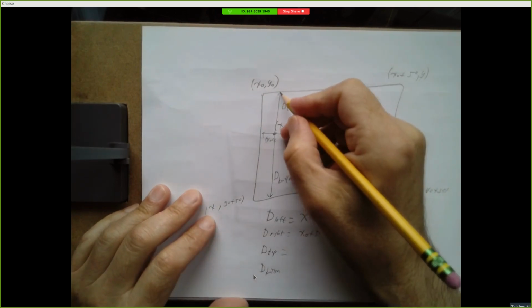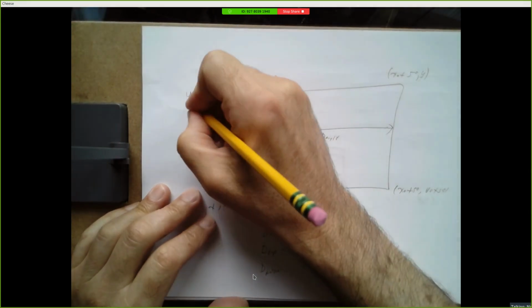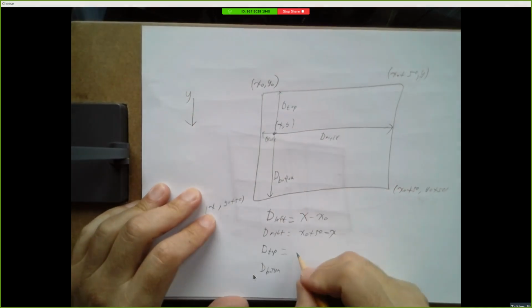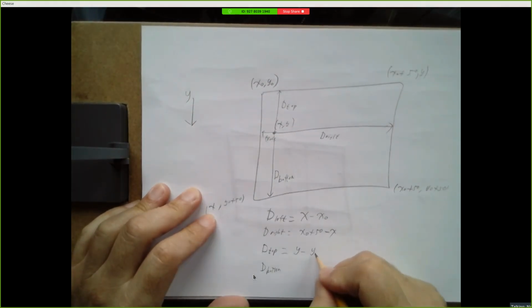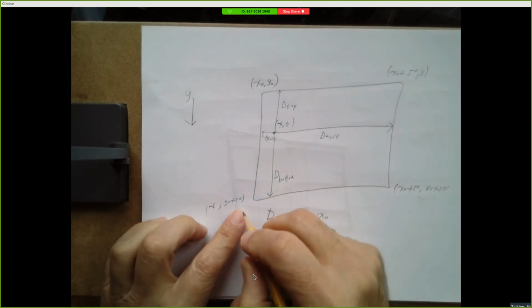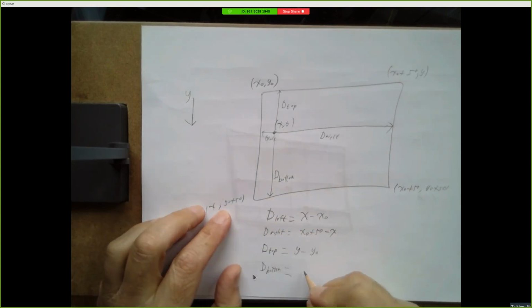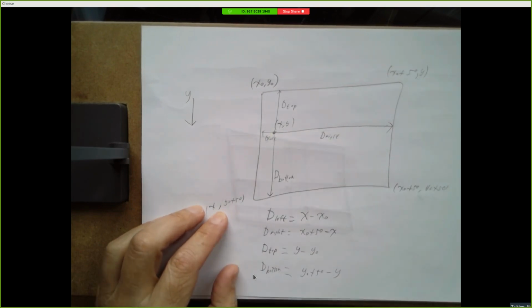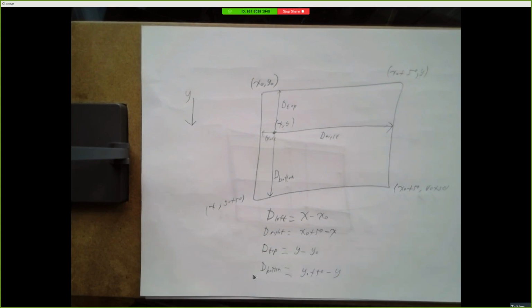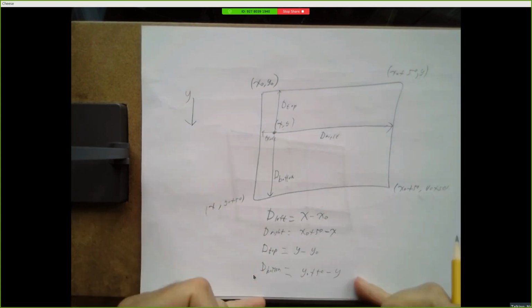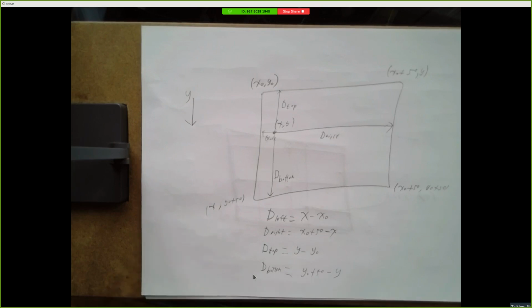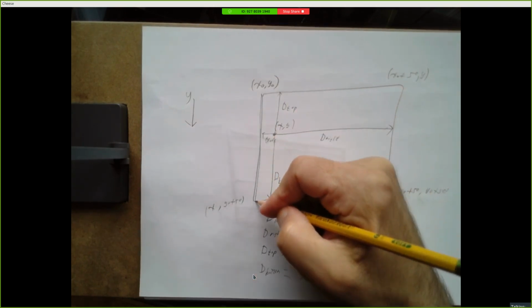Alright, so distance to the top is, remember, y increases as you move down, so it's going to be y minus y0. And distance bottom is going to be this lower coordinate, y0 plus 50 minus the y coordinate. Alright, so you can calculate these four, and, you know, four if statements. If d left is less than right, and d left is less than top, and d left is less than bottom, then they're asking to draw this line on the left.